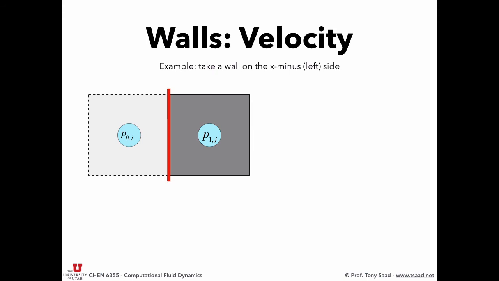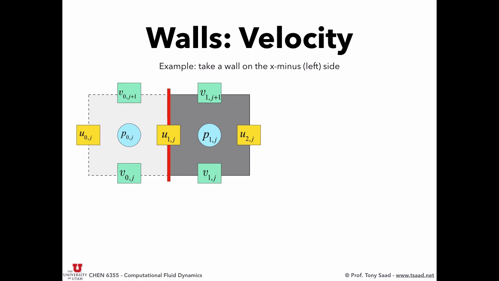So let's put the velocities. What do we have here? U1j and V1j. And then we have here U0j and V0j. Now, we can also put V0,j+1. So this is at any j value, and this is V1,j+1. Okay? So what is the condition in this case? For a wall, we need conditions on U and V. What is the condition on U? What happens at a wall for the U velocity? Nothing is coming in, right?